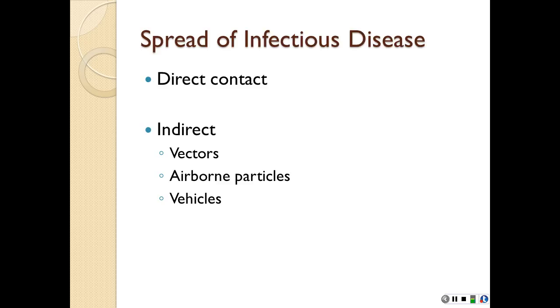I have malaria, I don't directly give you malaria. A mosquito bites me, gets the parasite, then bites you, it gives you the parasite, and then you get malaria. So the vector is the animal or insect that carries the virus from one person to the next. Airborne particles are just that. I sneeze, the particle droplets go through the air, you inhale them, you get a cold.